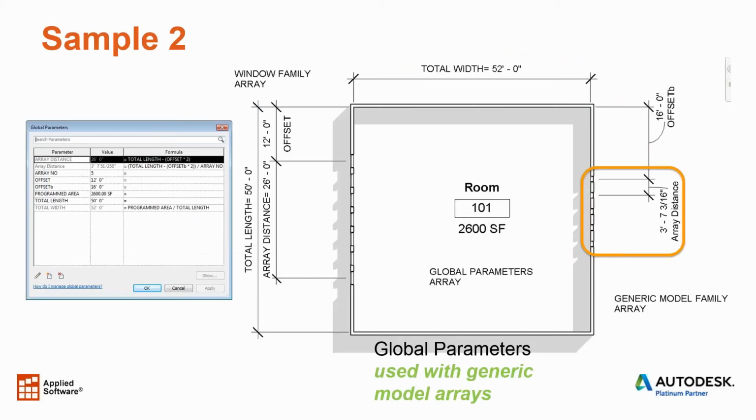Another example would be to use the global parameters with generic model arrays. I found it particularly interesting when you import a family into Revit and use it for an opening in a wall, such as the one on the right side of the screen right now. That would work much better than having a window that you load yourself. So generic model arrays works better when it comes to global parameters because you can control the instances of those parameters.